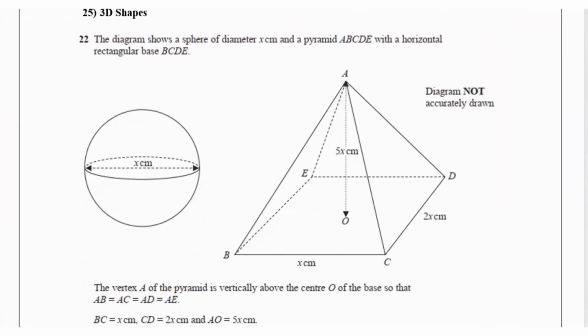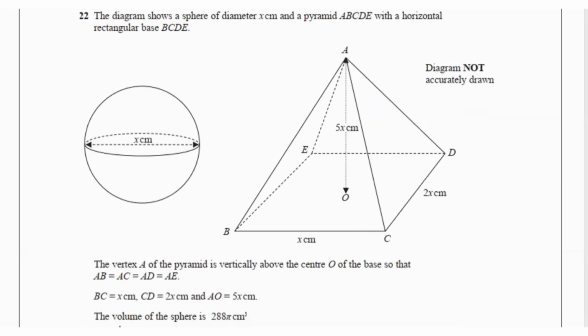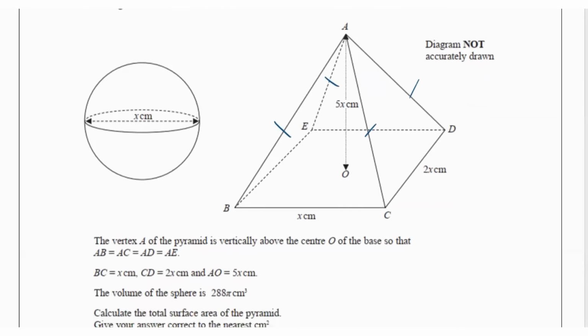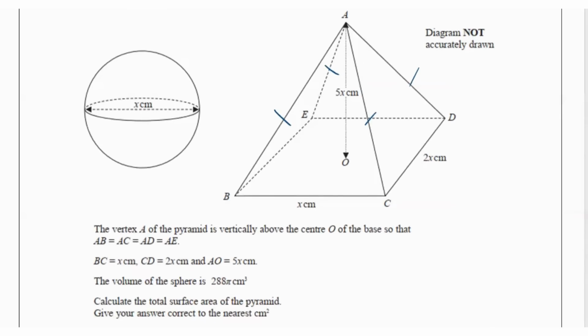Then the diagram shows a sphere of diameter x centimeters and a pyramid ABCDE with a horizontal rectangular base BCDE. The vertex A of the pyramid is vertically above the center O of the base, so that AB equals AC equals AD equals AE. So these lengths are equal. BC is x centimeters, CD is 2x centimeters, and AO is 5x centimeters. The volume of the sphere is 288 pi centimeters cubed. Calculate the surface area of the pyramid, giving the answer correct to the nearest centimeter squared.